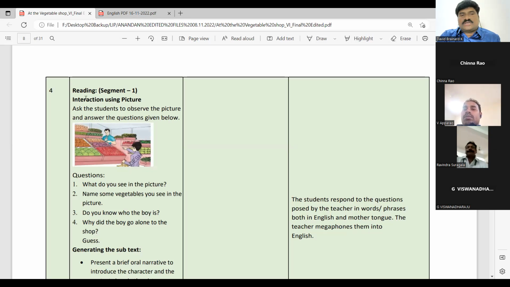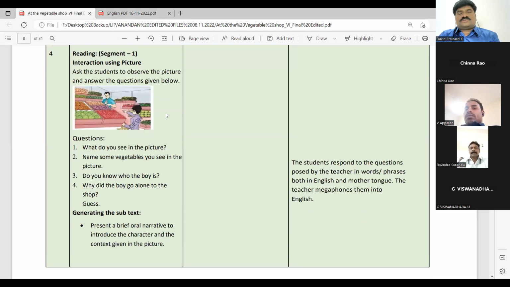And now on the fourth day, we have selected one slot in this lesson, the vegetable shop. In reading part, segment one, we started with a picture. Look at this one. This is the picture taken from the text. In the first page of the lesson, we have this picture. I have taken this for interacting. So before we make them read the lesson, let them settle down and then discuss a few things, interact with the picture, so that they'll get some keywords, similar lines, and some subtext.